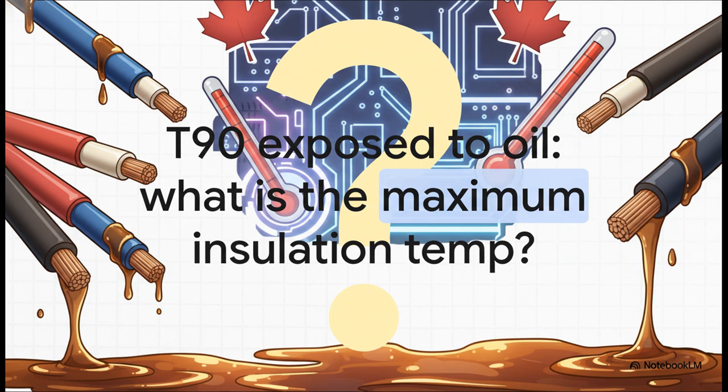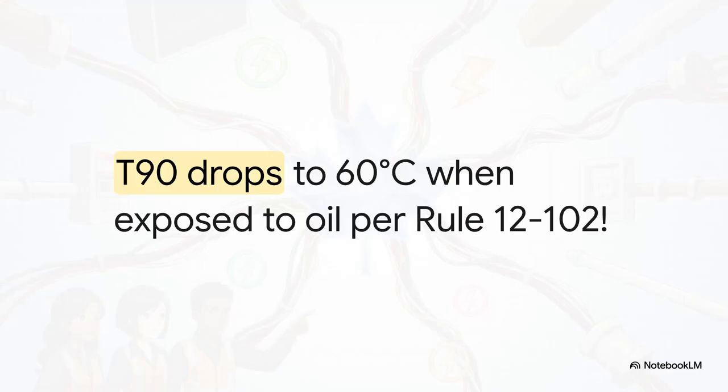A T90 nylon conductor is exposed to oil. What is its maximum allowable insulation temperature? Is it A 90 degrees, B 75 degrees, C 60 degrees, or D 105 degrees? Now, the name T90 makes almost everyone want to just jump at 90 degrees. But the correct answer is C, 60 degrees Celsius. You'll find this right in Rule 12-102, Subrule 2.